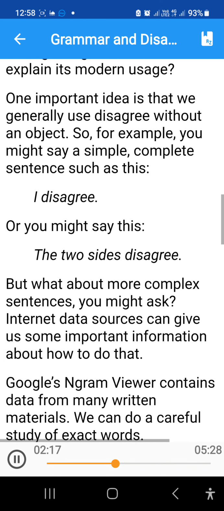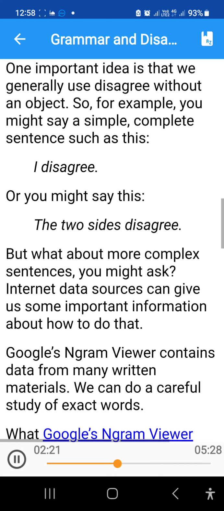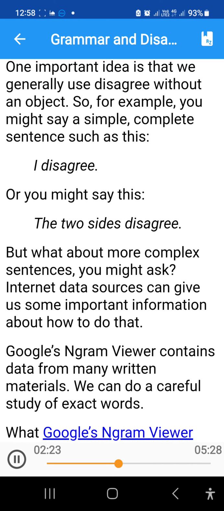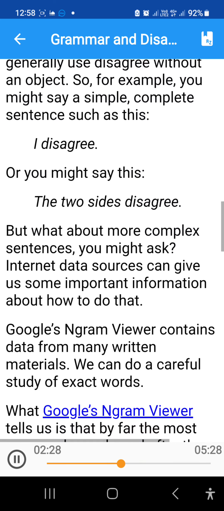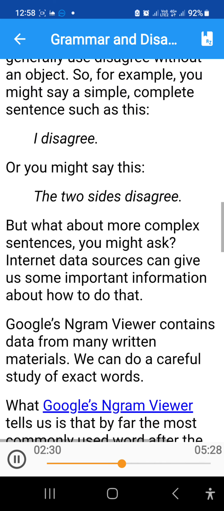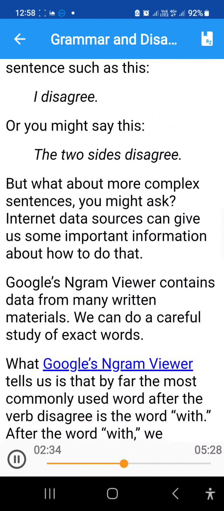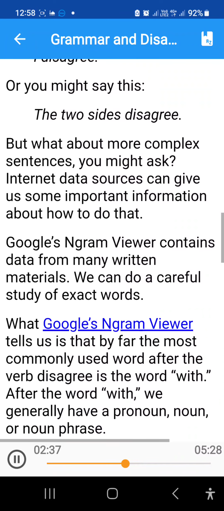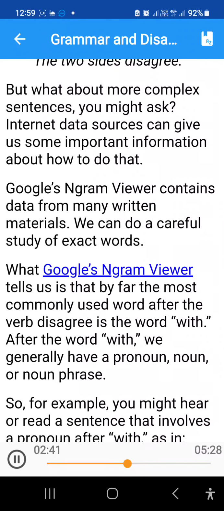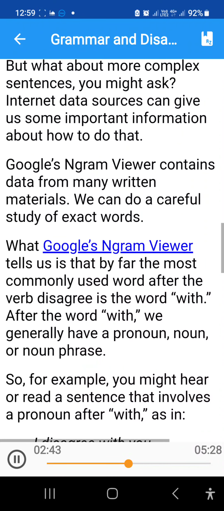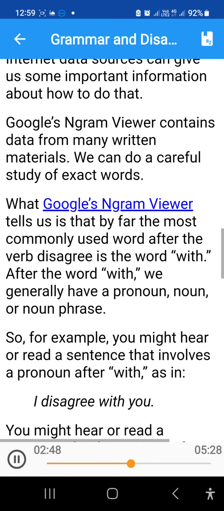One important idea is that we generally use disagree without an object. So, for example, you might say a simple, complete sentence such as this, I disagree. Or you might say this, the two sides disagree. But what about more complex sentences, you might ask? Internet data sources can give us some important information about how to do that.